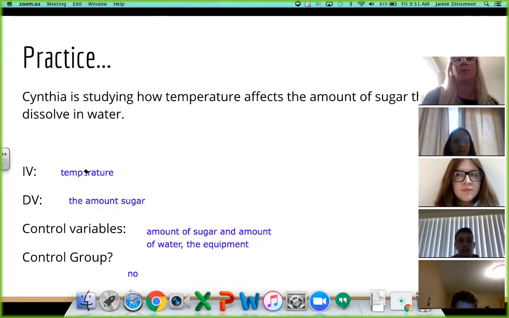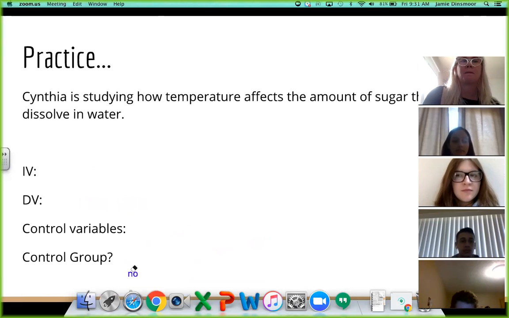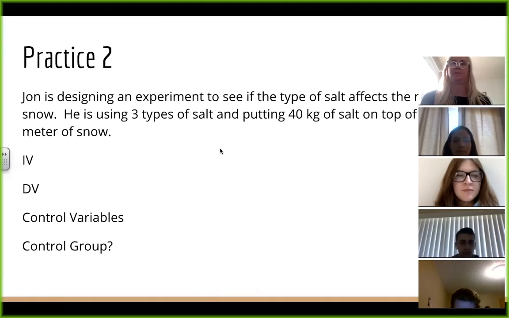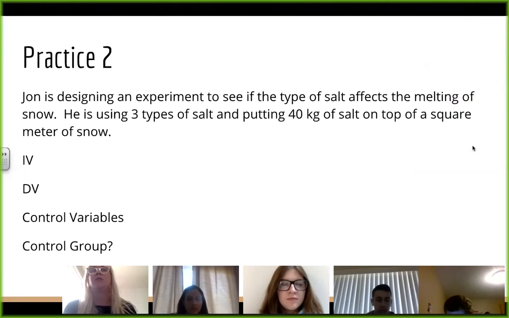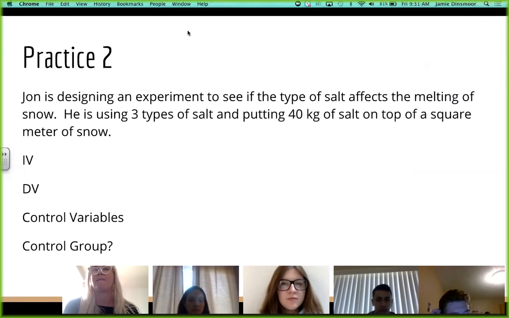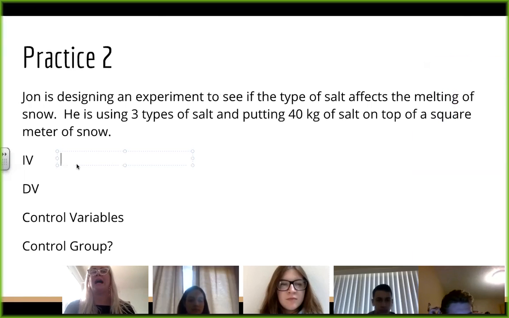Okay, so we're going to practice one more. Okay, so John is designing an experiment to see if the type of salt affects the melting of snow. He is using 3 types of salt and putting 40 kilograms of salt on top of a square meter of snow. So what do we think our IV or independent variable is here? What is John changing as the scientist here?